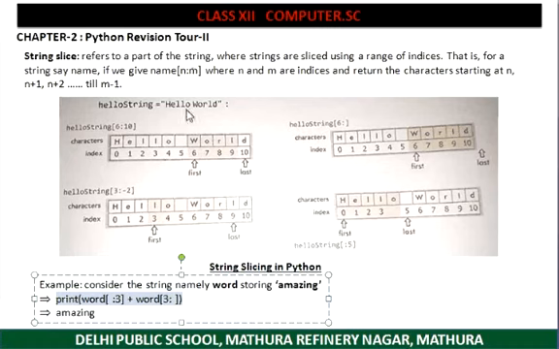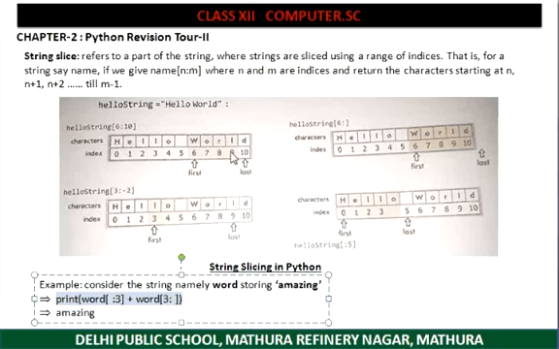So have a look at the example. hello_string is equal to "hello world". hello_string[6:10] will extract the string from 6 and go to 10 minus 1, that is 9. So here it gives "WORL".